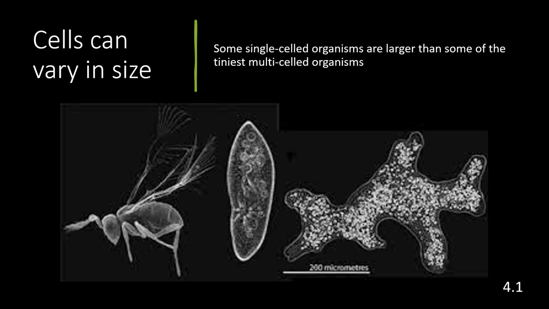But these cells can vary greatly in size. Most cells in the human body are microscopic. But if you think about it, an unfertilized ostrich egg is also a single cell.